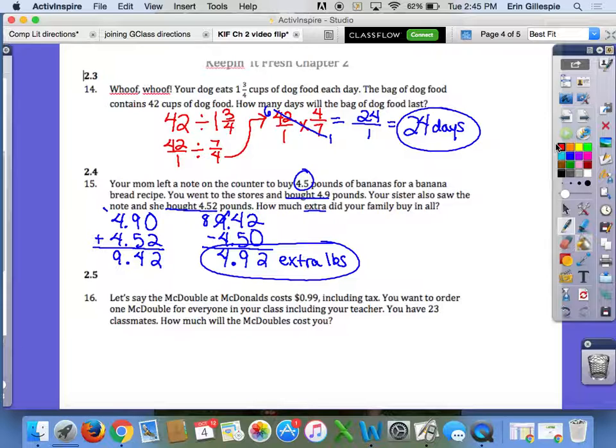Number 16, let's say the McDouble at McDonald's costs 99 cents, including tax. You want to order 1 McDouble for everyone in your class, including your teacher. You have 23 classmates. How much will the McDoubles cost you?